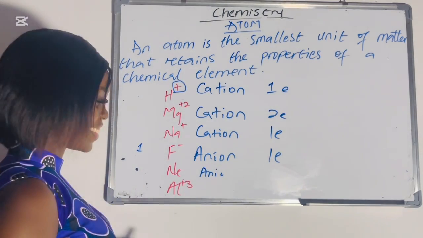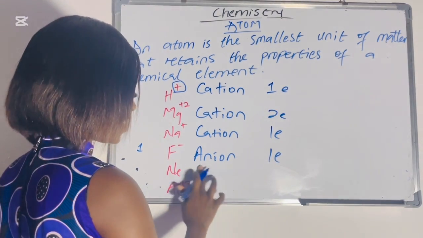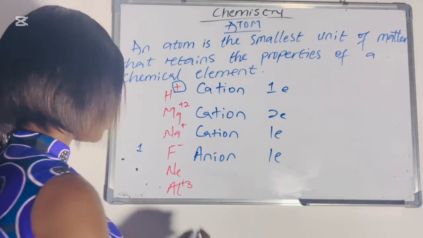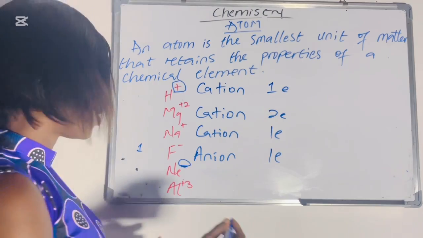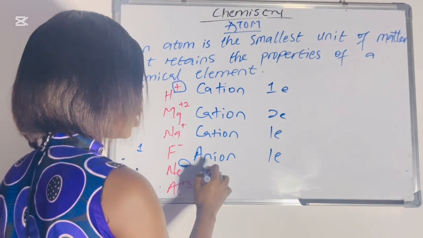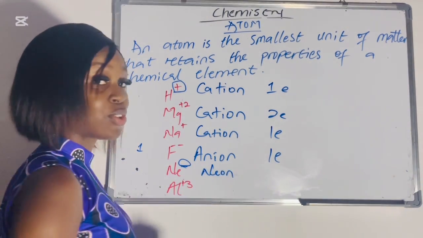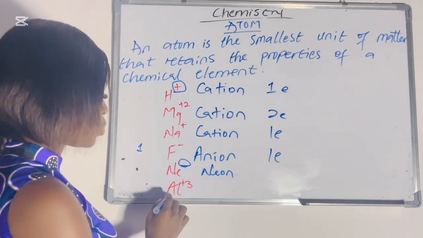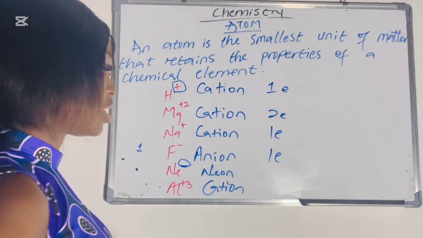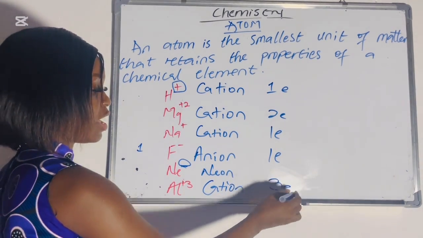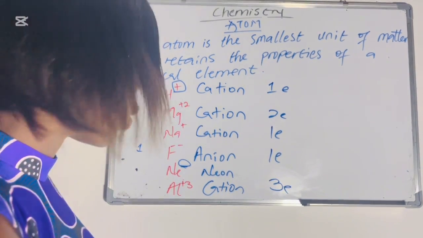I got you. This one is not an ion, so it has no charge. So this is just what? Neon atom. And the next one, oh, it has a charge. Cation. How many electrons did it give out? 3 electrons. I hope you got all of them.